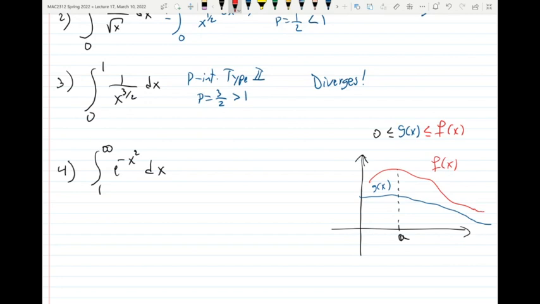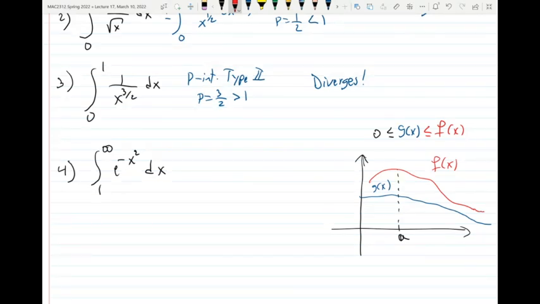If the bigger area is finite, the smaller one has to be finite as well. Do you understand this? And also conversely, if the small one diverges, meaning the small one is already infinite, well, the big one is going to be infinity as well because it's big. Does that make sense? So I'm going to use that idea here. I'd like to compare this function with something that I know how to compute.